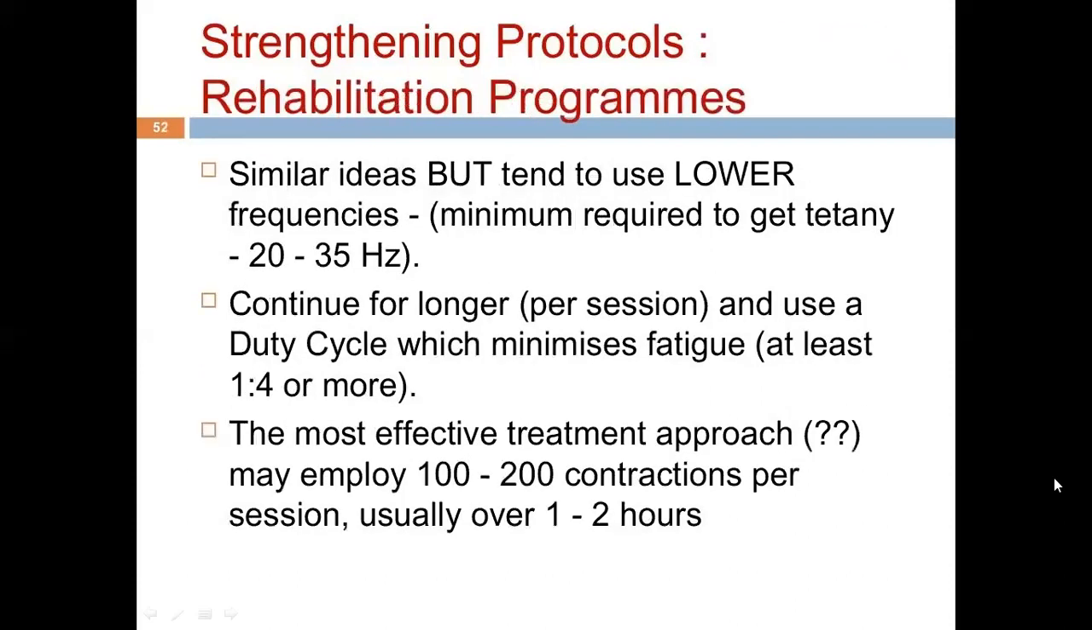The strengthening protocol of a rehabilitation program has similar ideas but tends to use lower frequencies, the minimum required to get tetany, 20 to 35 Hz. Continue for longer per session and use a duty cycle which minimizes fatigue, at least 1:4 or more. The most effective treatment approach may employ 100 to 200 contractions per session, usually over 1 to 2 hours.